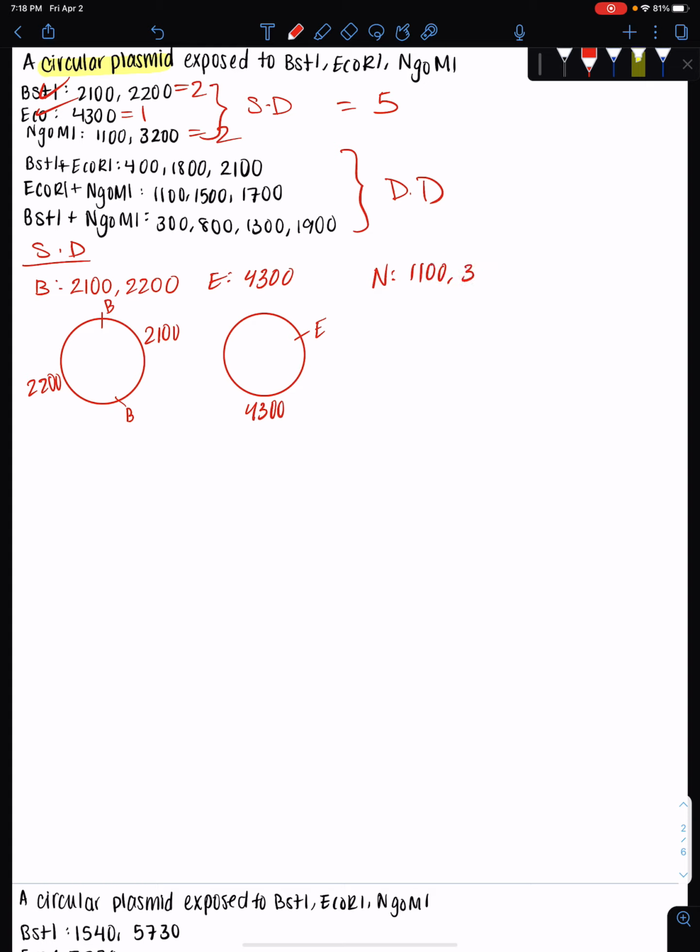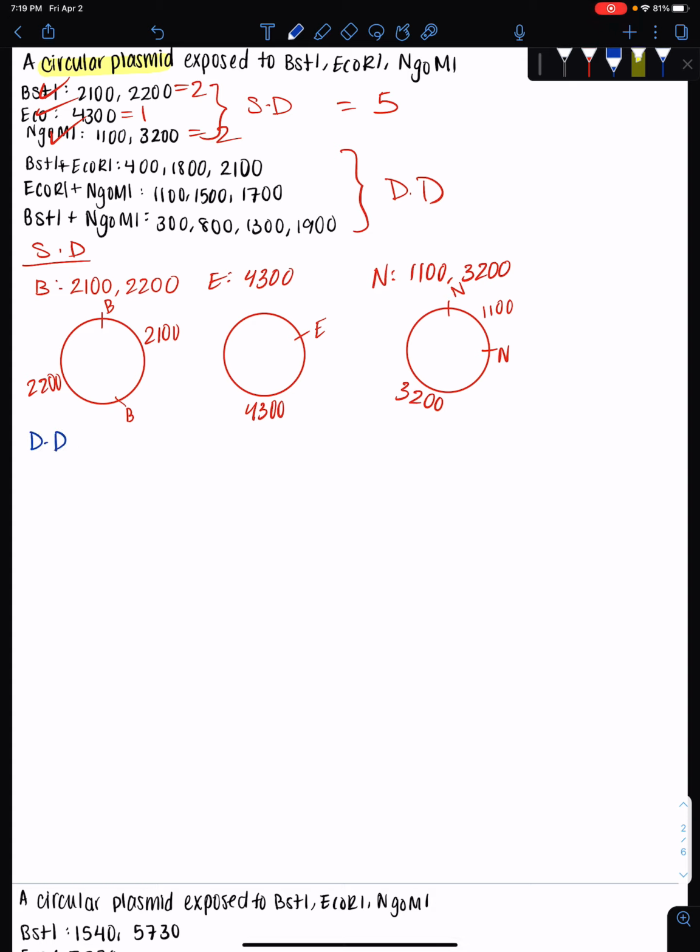We have 1,100 and 3,200. Let's draw our circle. I'm going to cut here, and I'll make a cut here. And this smaller area is going to be the smaller number, which is 1,100. And this larger area is going to be 3,200. All right, so we're done with our single digest. Now let's do our double digest.